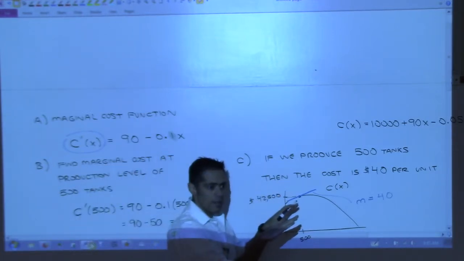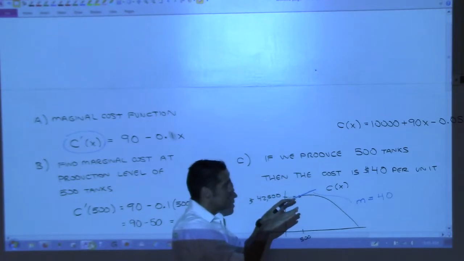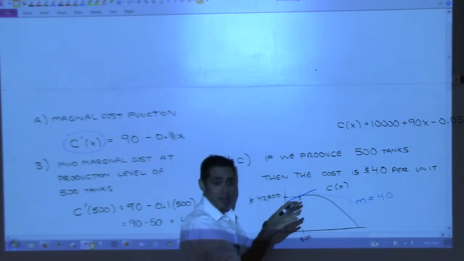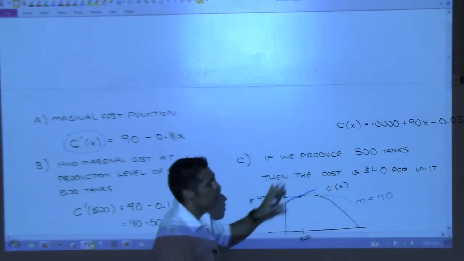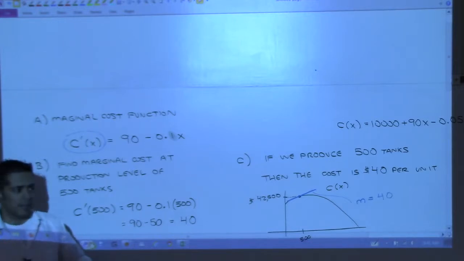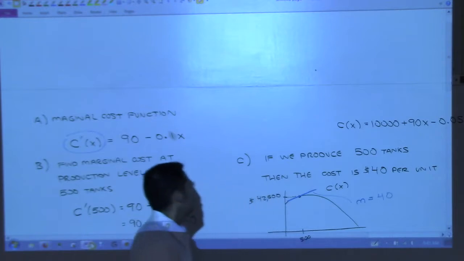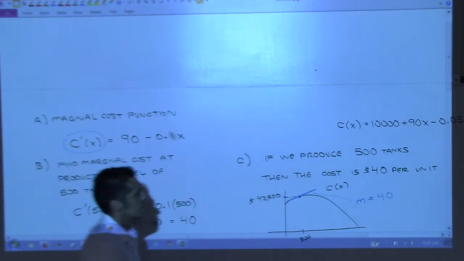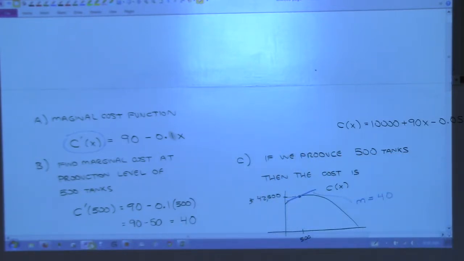It has to do with how your cost is changing. See, the slope is telling me that as I continue my graph this way, my cost is actually going to be doing what? Rising, okay? So this 40 has something to do with the change in cost, not the average cost. So let's try and reword it. If we produce 500 tanks, then the cost is, right there we can change it. The cost is what? Increasing.